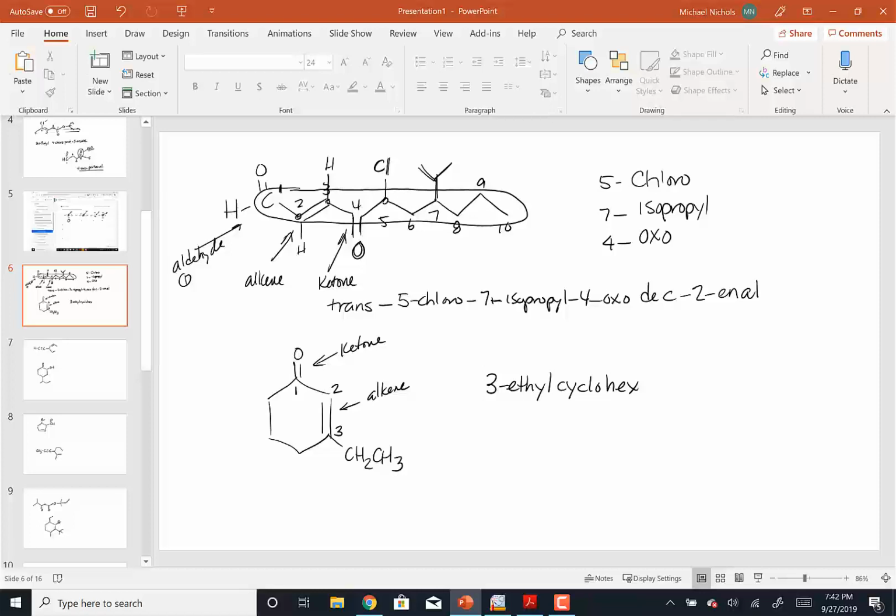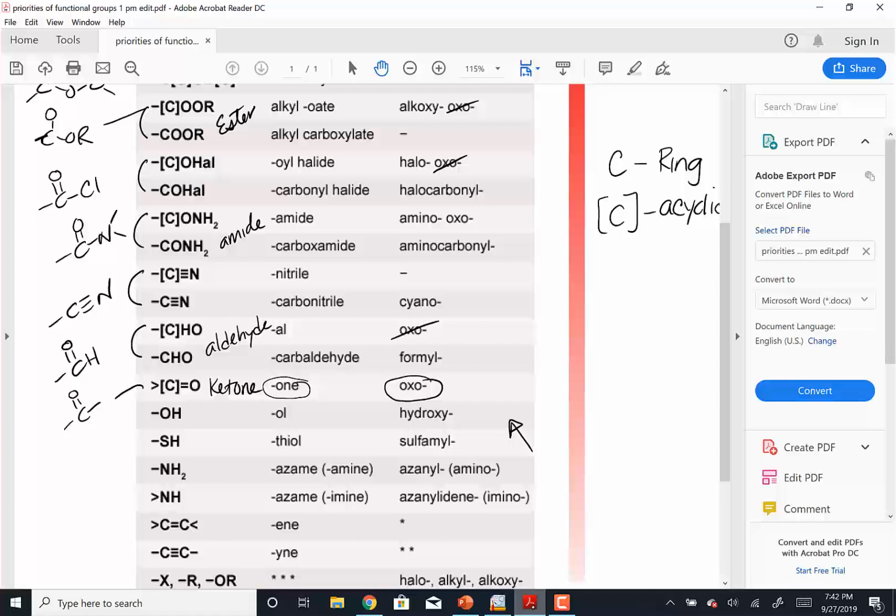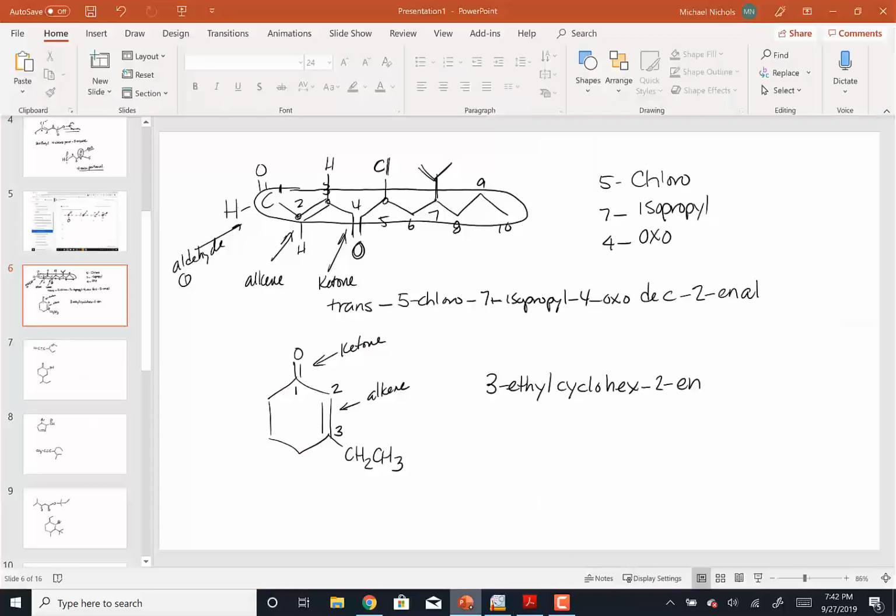The cyclo indicating that it's a ring. Is it an alkene, alkane, alkyne? It is an alkene. So that means I need the number and the -ene to indicate that there's a double bond in the ring. And now we need to look at the ketone. Fortunately, ketones always have an -one, if they're the highest group in the molecule, which they are. And so in this case, it would be 3-ethyl cyclohex-2-ene, and then the -one would come in at the end of that. Do I need a 1?